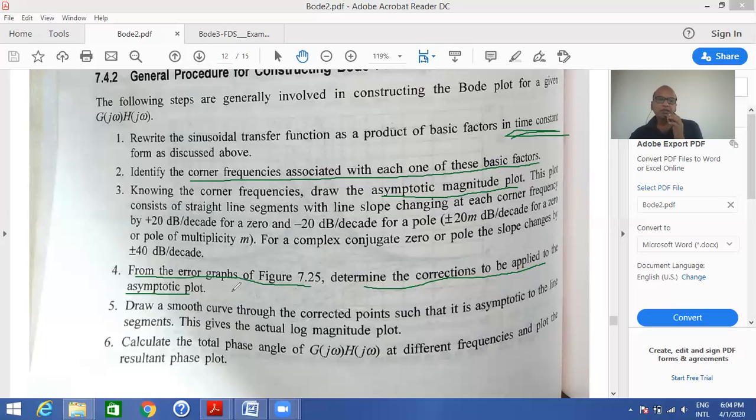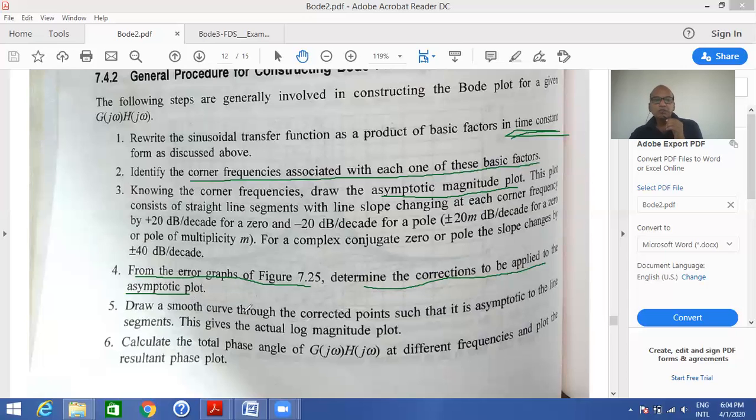The error correction itself is okay, because the error correction factor is applied at the time of designing the compensators. Then there is the error graph, which I already said is plus 3 dB and minus 3 dB. Plus 3 dB goes up if there is a zero, and minus 3 dB at each corner goes downward if there is a pole. That is plus 3 dB and minus 3 dB for the zeros and the poles respectively.